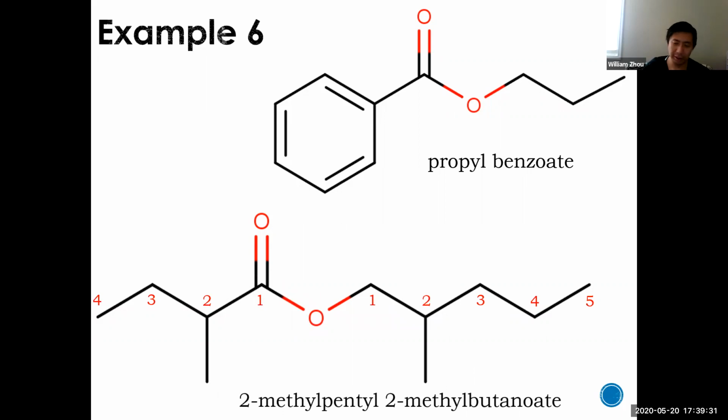So instead, you would have 2-methylpentyl, 2-methyl butanoate. All right, notice that one of the 2-methyls goes with the pentyl because it's found on the pentyl, and the other 2-methyl goes on the butanoate. And it's separated by a space. There is a space because esters have a space for some reason.